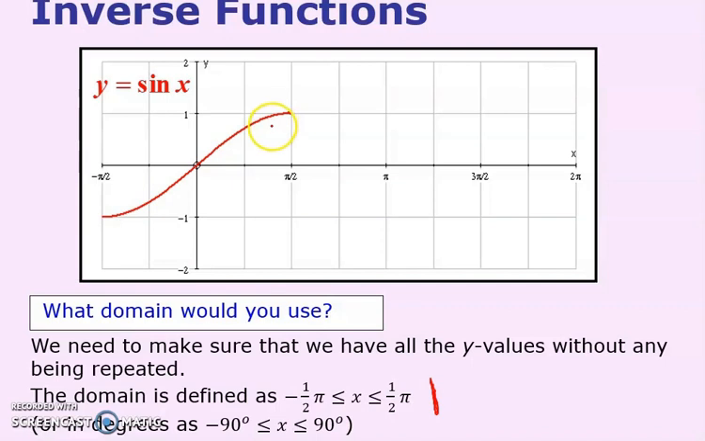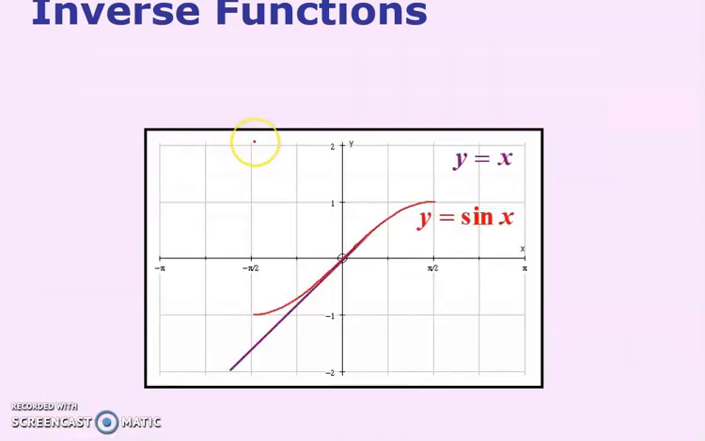Now what do we do? Well, if you remember inverse graphs, you have to reflect it in the line y equals x. So if I reflect it, that is the graph, and that is why this blue line becomes the inverse. Now, this one stopped dead, so this one stopped dead as well. It's tempting to think that carries on forever. It's not. This one stopped dead, so that one stopped dead.